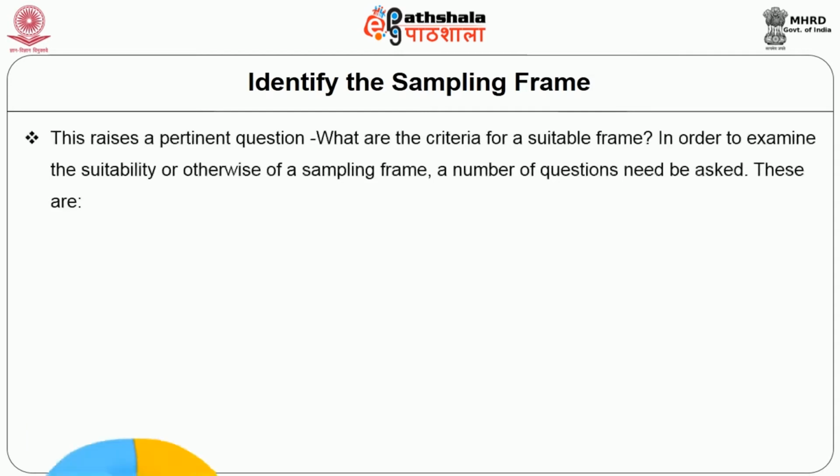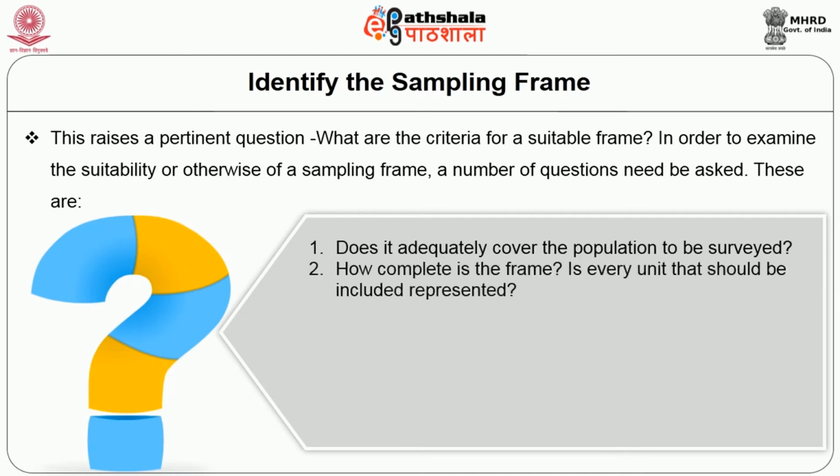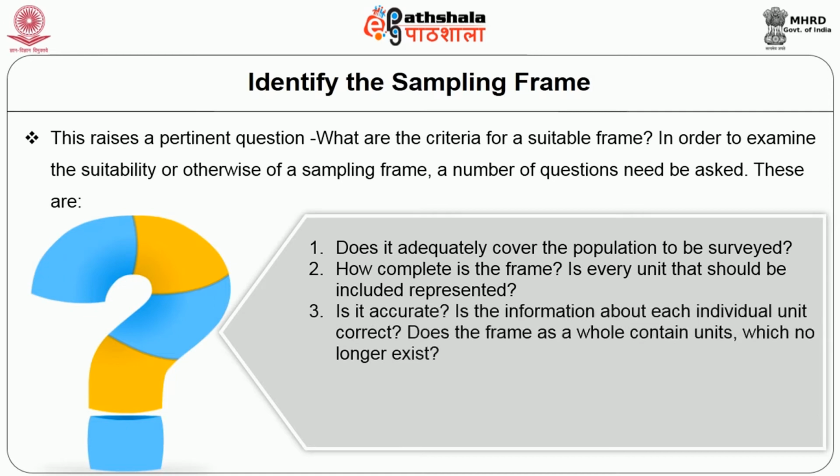This raises a pertinent question. What are the criteria for a suitable frame? In order to examine the suitability or otherwise of a sampling frame, a number of questions must be asked. These are: does it adequately cover the population to be surveyed? How complete is the frame? Is every unit that should be included represented? Is it accurate? Is the information about each individual unit correct?